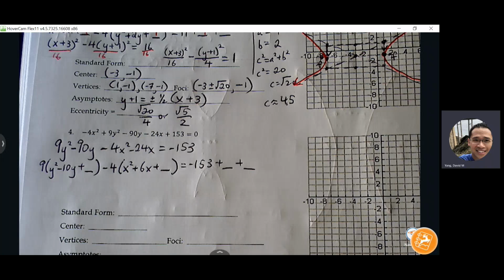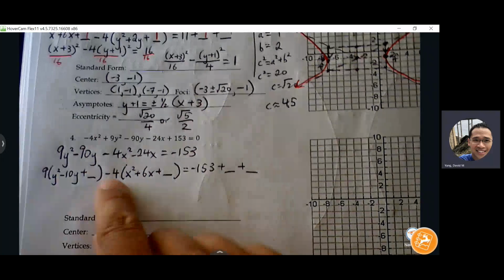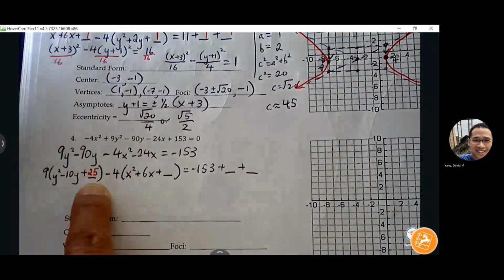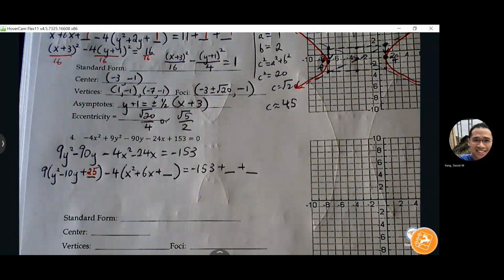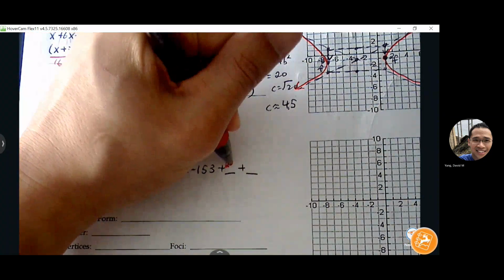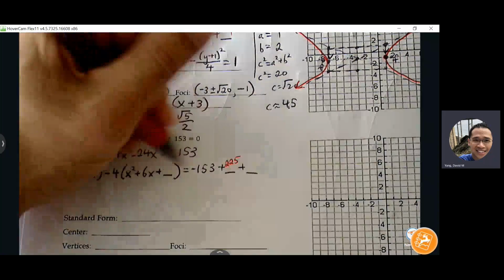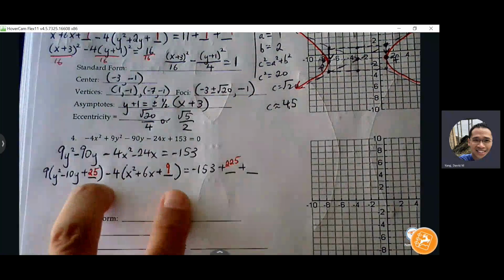All right, everybody good up to this point? Okay, b over 2 squared, 10 over 2 is 5, 5 squared is 25. Six over 2 is 3, 3 squared is 9, multiplied by -4.